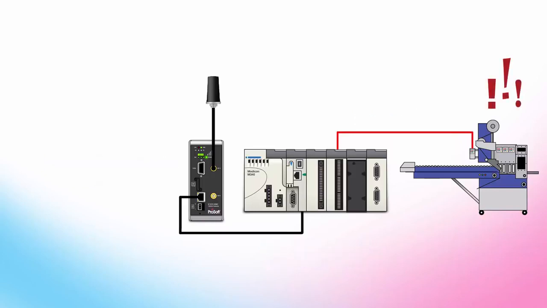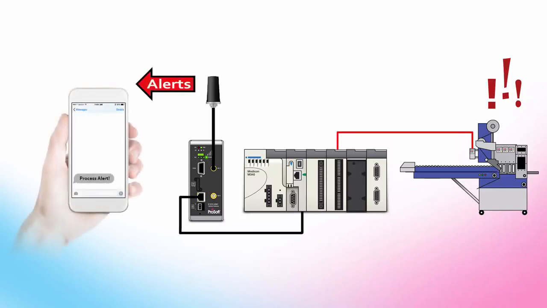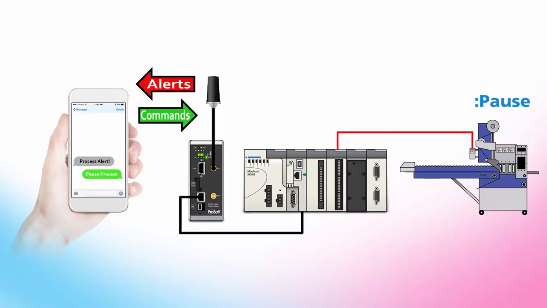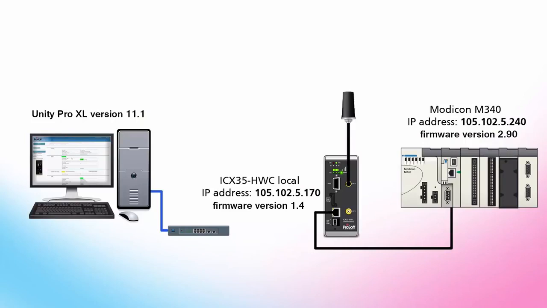This means that you could, for example, receive an SMS text message alerting you of a raw material shortage, and then send an SMS text back to pause the machine until you can get more raw material. We'll also see how your PLC can access the ICX35 status data, such as signal strength and data usage, so that your operator could identify a potential cellular network problem. This diagram shows the IP address of my cellular gateway, as well as the M340 PLC that I'll be using for this tutorial. Let's begin.